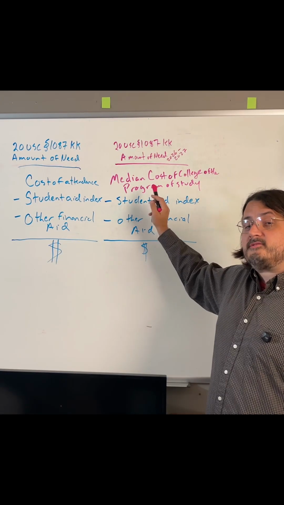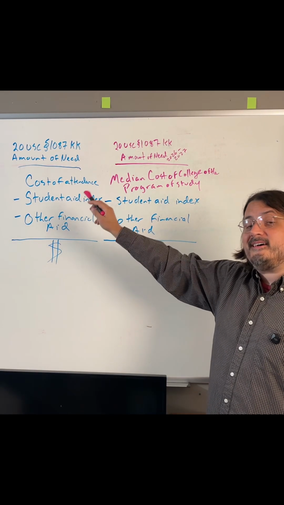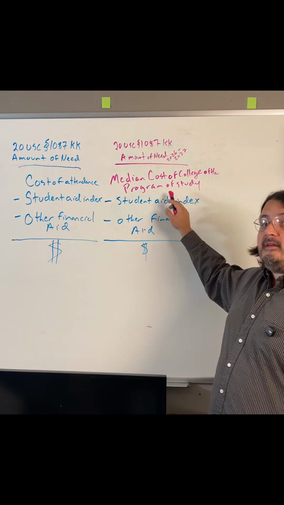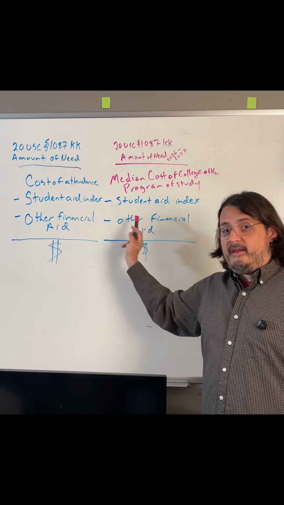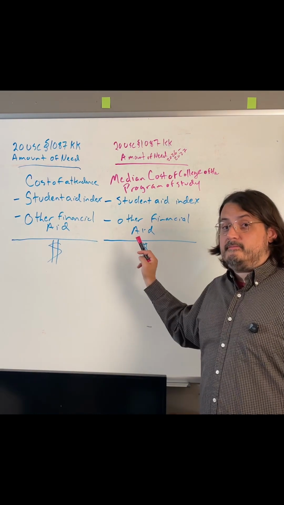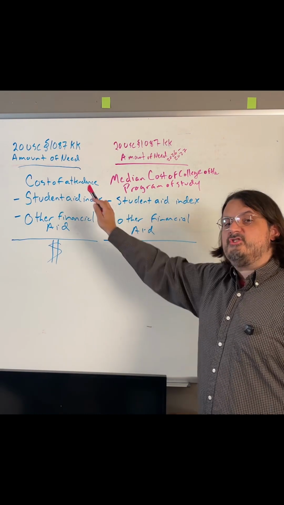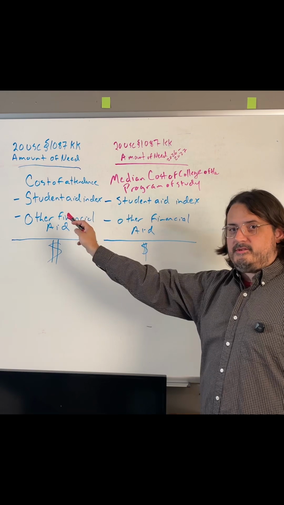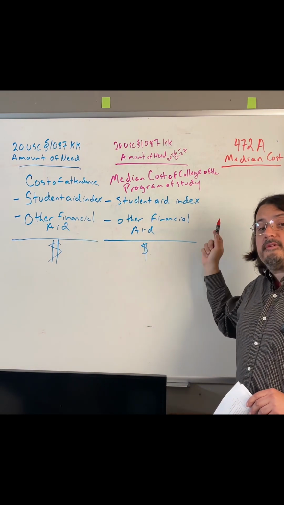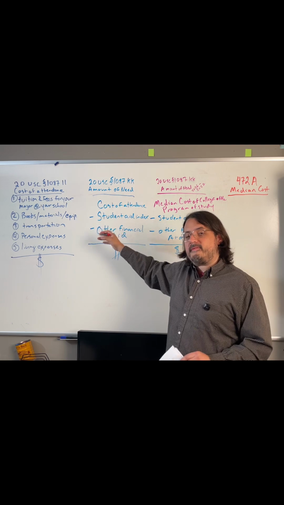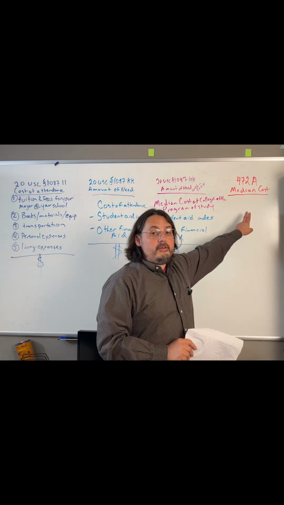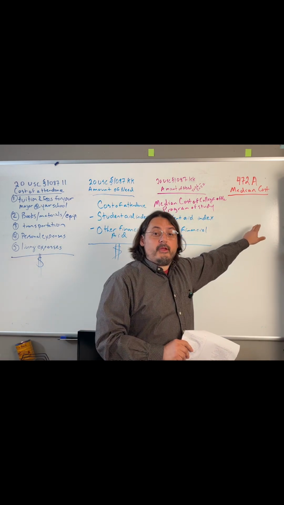For 2026-2027, the cost of attendance has been changed to the median cost of college of the program of study, minus the Student Aid Index, minus other financial aid. So these two haven't changed. Just the top number has changed. And in 472A, they will define median cost. So let's talk about it. Remember before we tried to come up with what the actual cost was. With the new system, you're going to tell them what your major is.